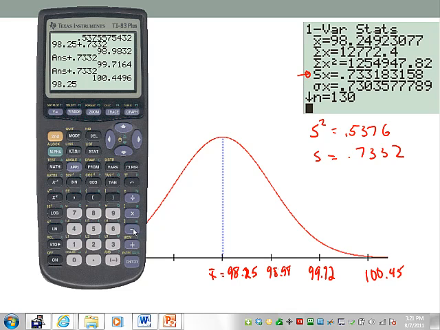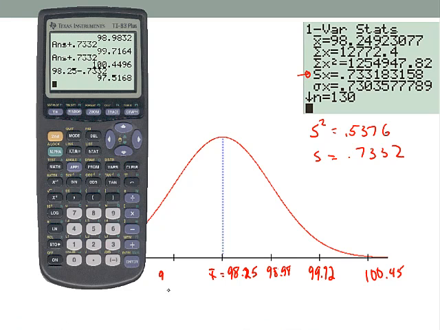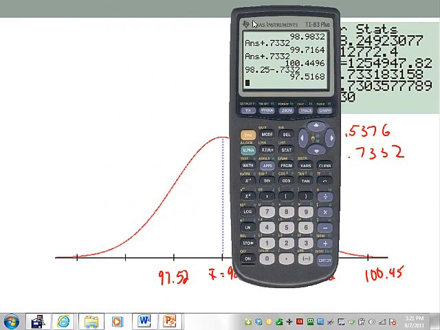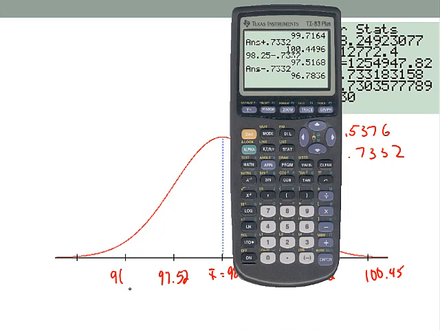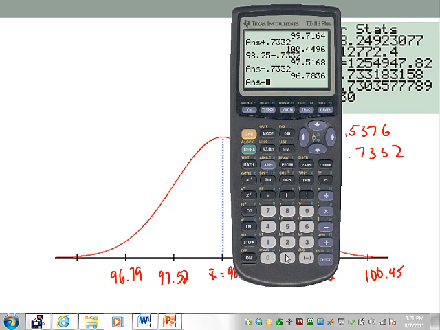And now let's subtract. 98.25 minus 0.7332 is 97.52. Hopefully I'm not rounding wrong here. Minus 0.7332 is 96.79. And one more, minus 0.7332, is 96.05.